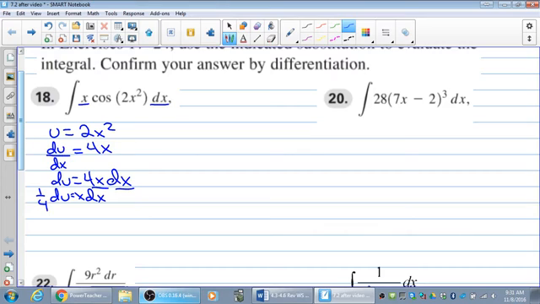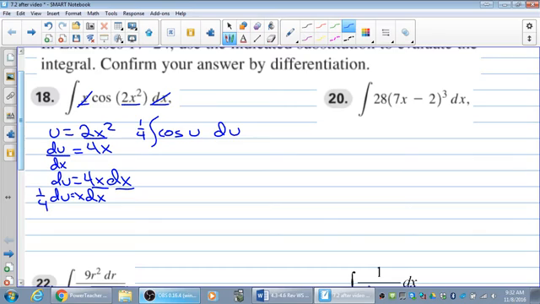Now I can replace. I have what I want. So this integral becomes the integral of x dx becomes 1/4 du. And I usually just pull any constants, any multiples out front. So x dx becomes 1/4 du. And now I have, instead of cosine of 2x squared, cosine of u. And now we've turned it into something that we can take the antiderivative of.